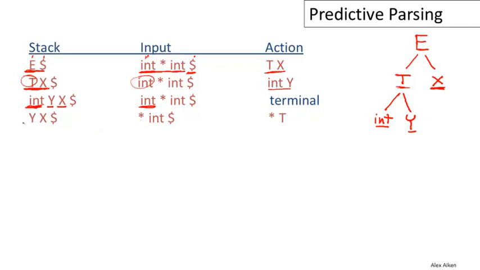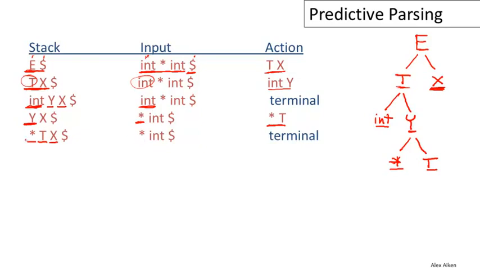And so now what's on top of the stack is Y. Y is indeed the leftmost unprocessed thing on the frontier. And the table says that for non-terminal Y, on input times, we should use production Y goes to times T. So let's put that in here. And now what's going to happen, Y is going to be popped off the stack, times T is going to be pushed onto the stack, and now notice our stack is times T X, and the unprocessed frontier of the parse tree is times T X.